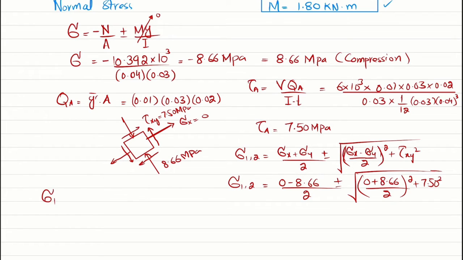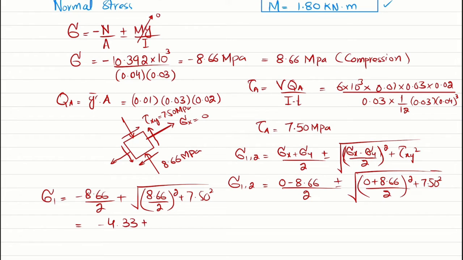So when you add it, sigma 1 will be equal to minus 8.66 divided by 2 plus under the root 8.66 divided by 2 whole square plus 7.50 whole square, and that will be equal to minus 4.33 plus 8.66025. So when you add them, sigma 1 comes out to be 4.33 megapascal.